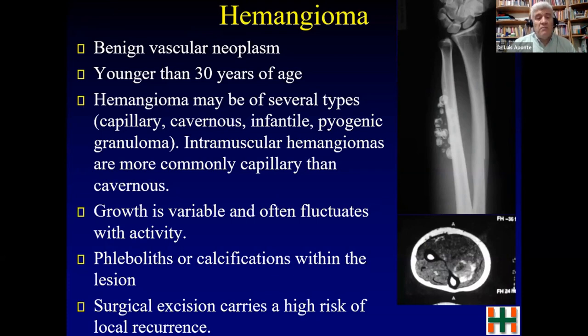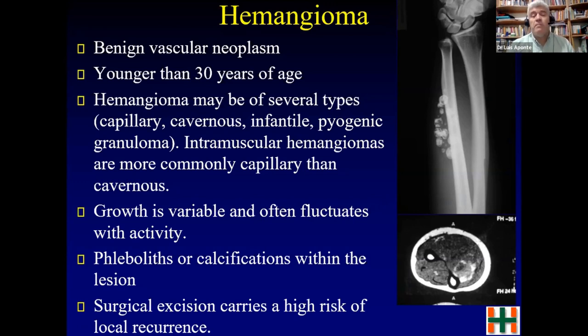These are in patients younger than 40 years. There are several types, the capillary, cavernous, infantile, whatever, but the capillary is more common. Growth is variable, and here it always fluctuates with activity. It's very important to ask the patient. You can see calcifications, which you can also see in some malignant tumors, so it's very important to ask if it fluctuates with activity. And surgical excision carries a high risk of recurrence, so we have to control.